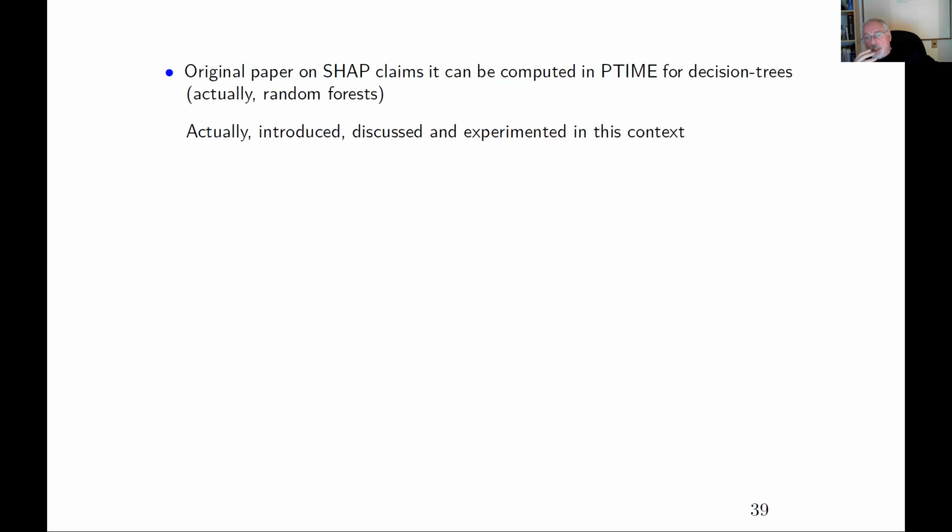So actually the original paper that introduced SHAP claims that it can be computed in polynomial time for decision trees, actually a bit more than that, random forests. And actually the whole SHAP setting was introduced in the context of decision trees. The experiments are related to decision trees, and also the discussion relates to decision trees. But of course, it could be applied to other settings.